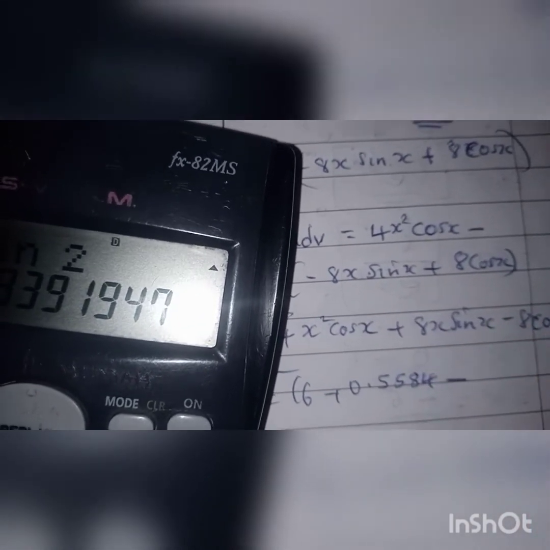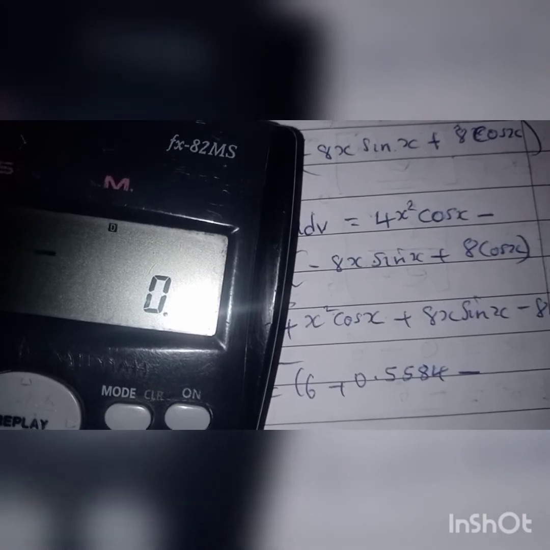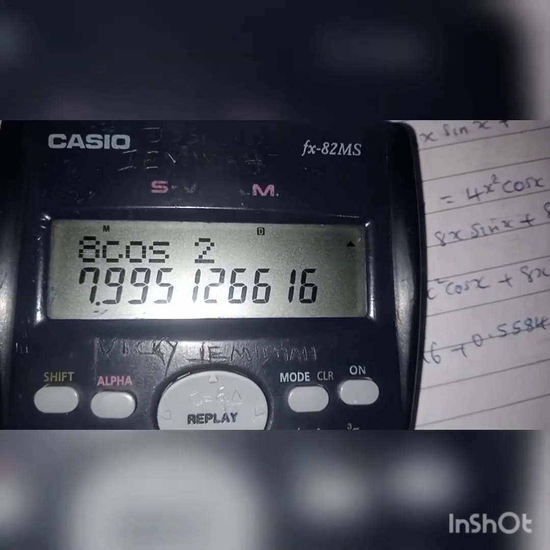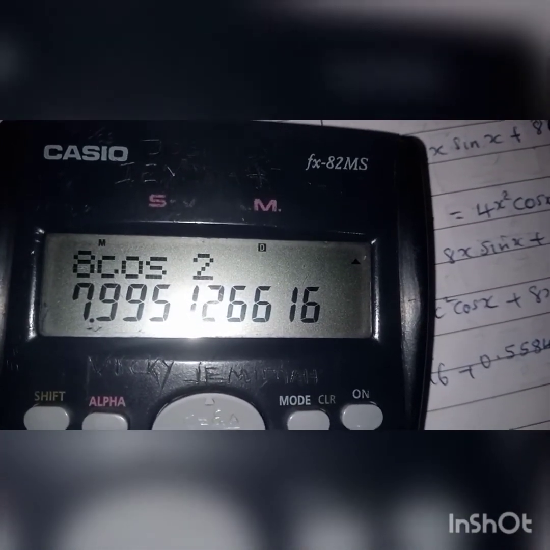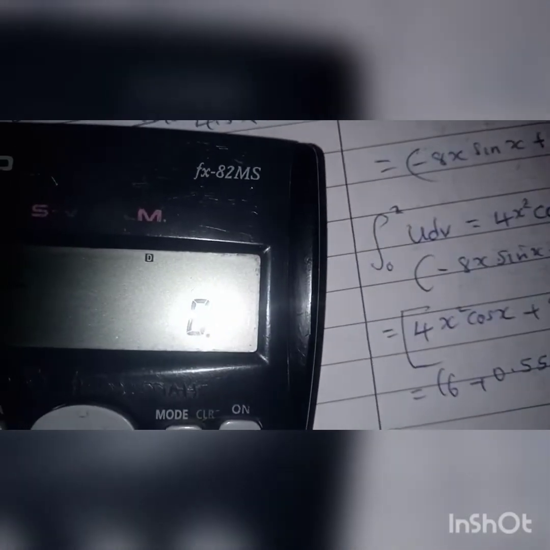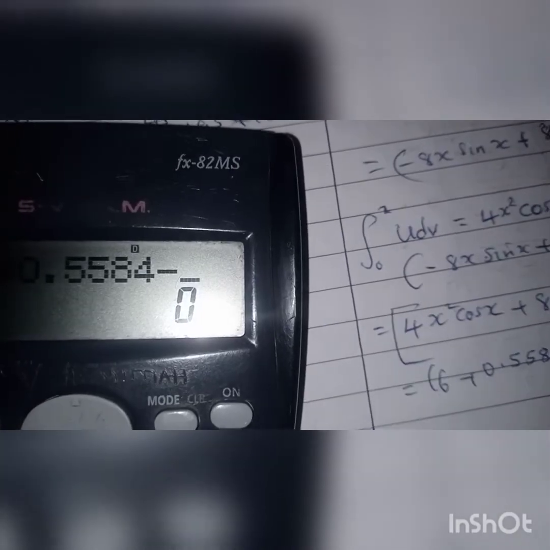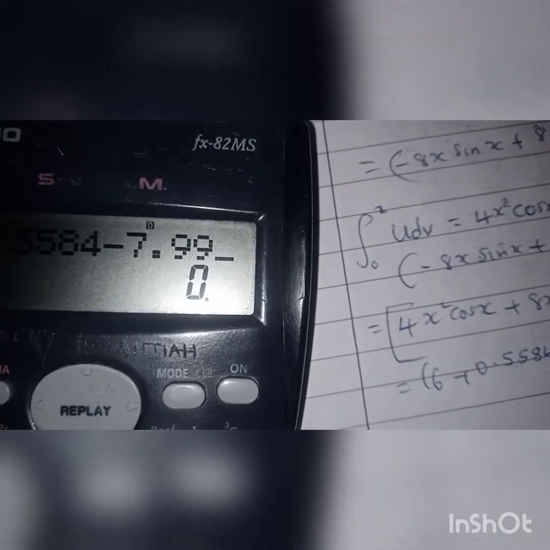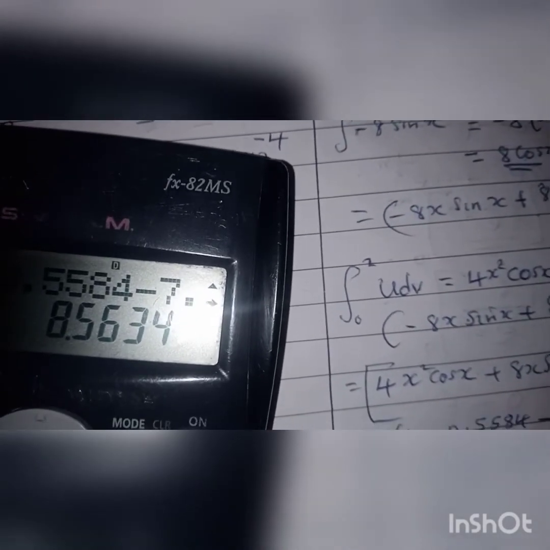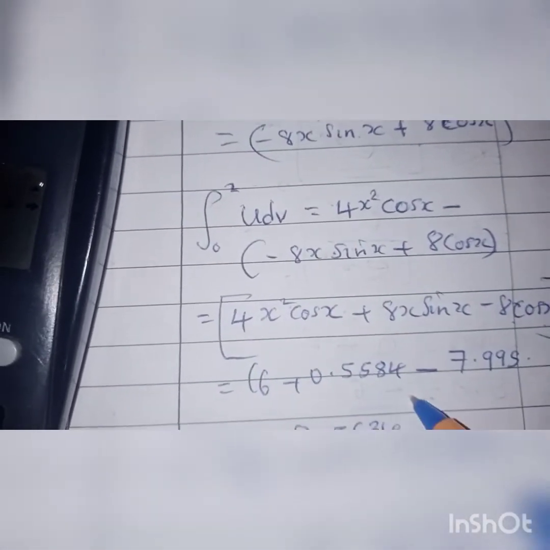0.0558. Then minus 8 cos of x. So 8, then key in cos of x, where x is 2. The result is just 7.995. So take the summation of that, which is just 16 plus 0.5584 minus 7.995. That is just 8.5634. So I think we are now done with the integral of that function.